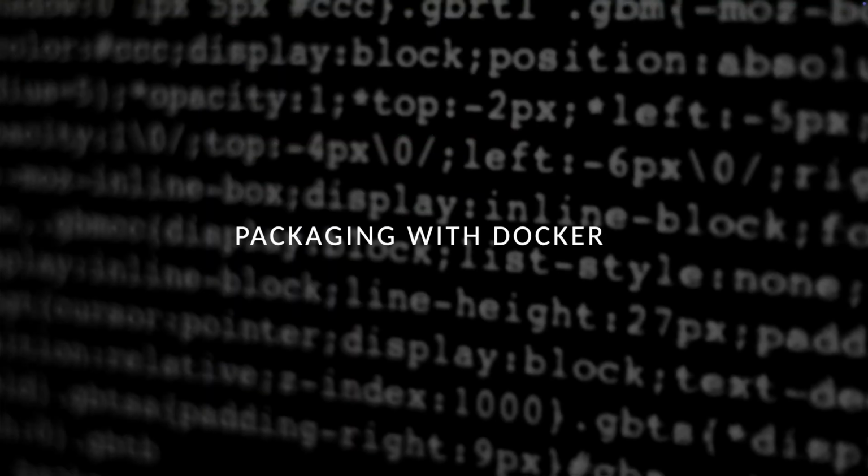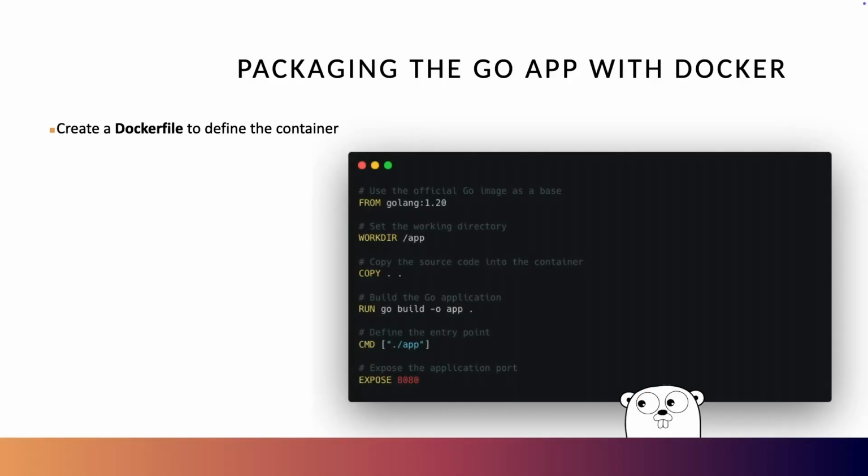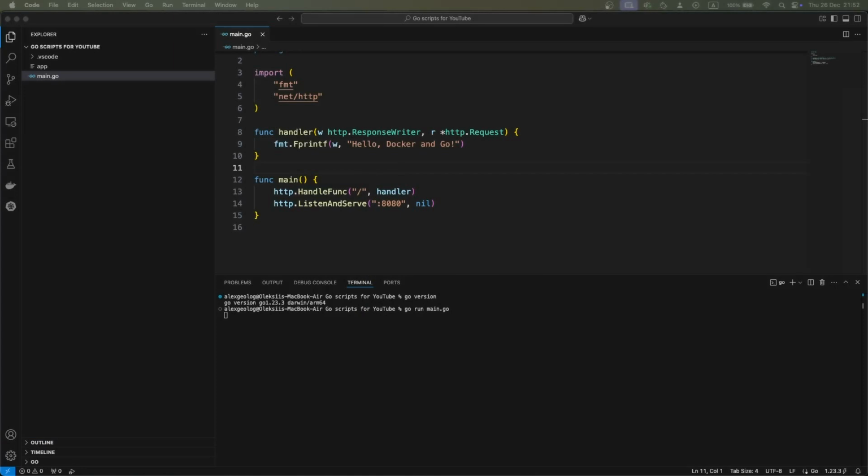Next, we will containerize the application using Docker, and we will have a fully functional web server running in a container. Packaging with Docker. To run our HTTP server application in a container, we need to create a Dockerfile. The Dockerfile tells Docker how to build the container image. Let's practice again. Let's create a Dockerfile.